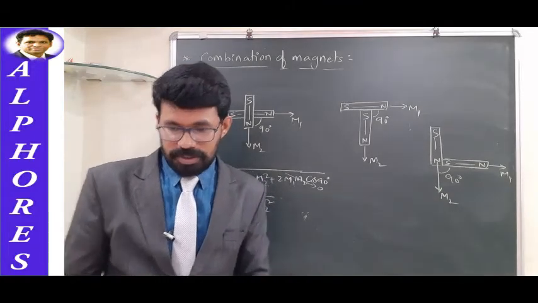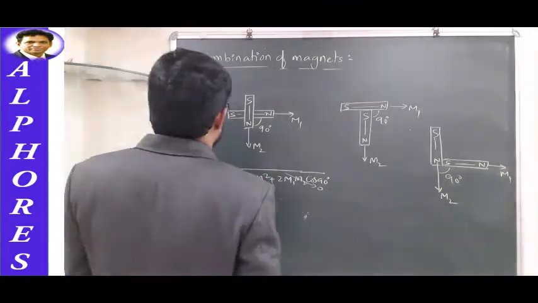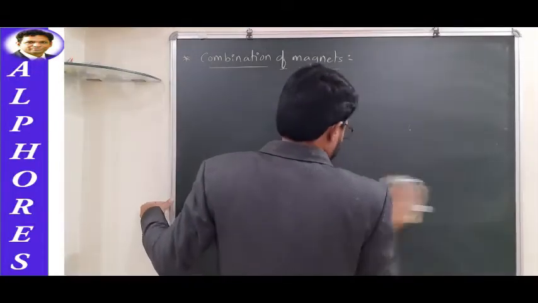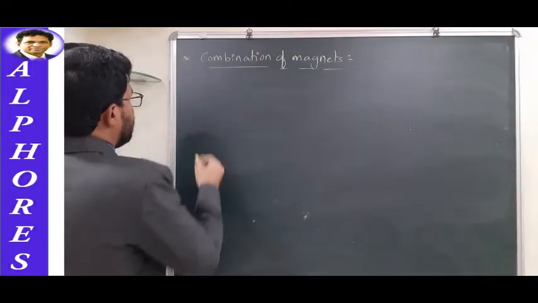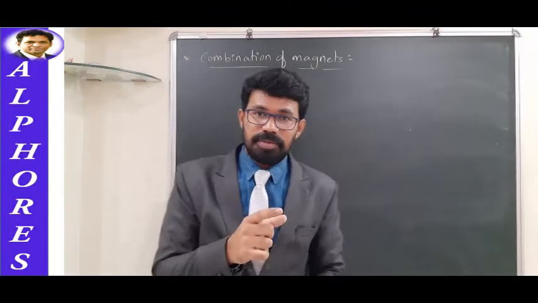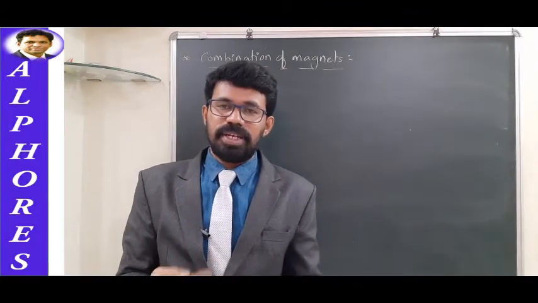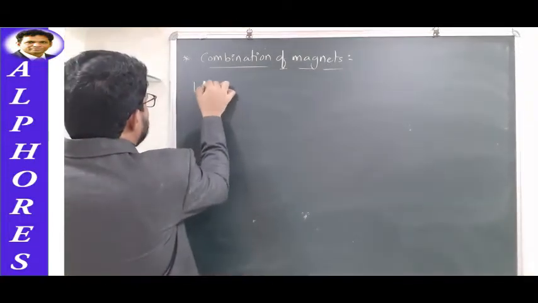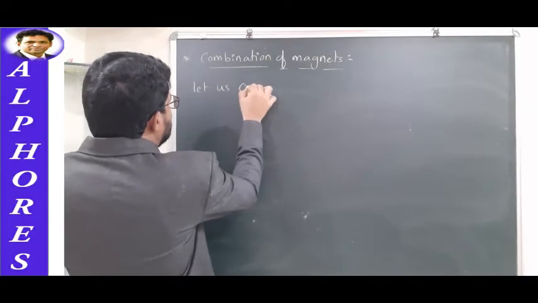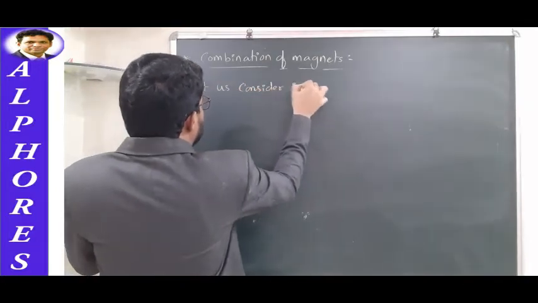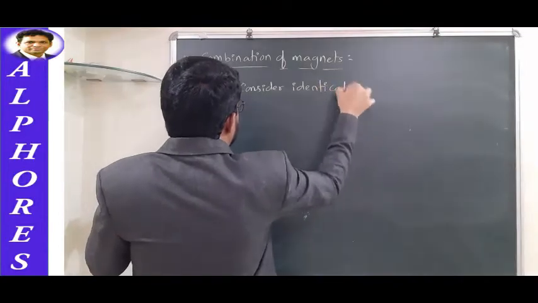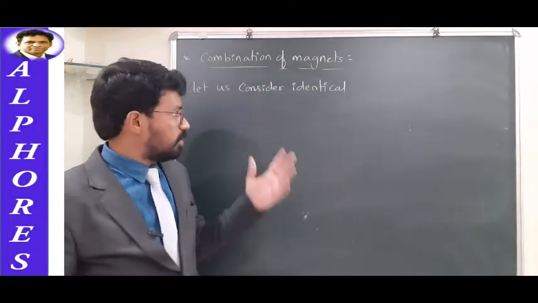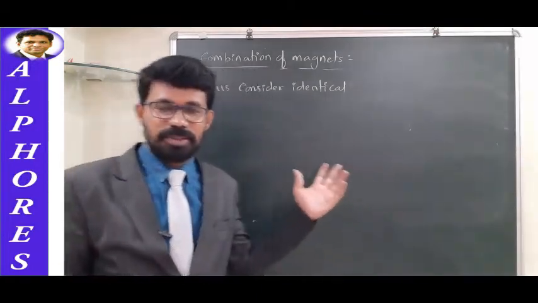Okay. So let us proceed with a few other orientations. I'm going to consider identical magnets. Identical magnets in the sense the pole strengths are the same, magnetic lengths are the same. If both are the same, magnetic moments will be the same. So M1 and M2 both are equal. There is no specific reason for choosing identical magnets. You can choose different kinds of magnets also. But when you choose identical magnets, our work becomes a little simpler.